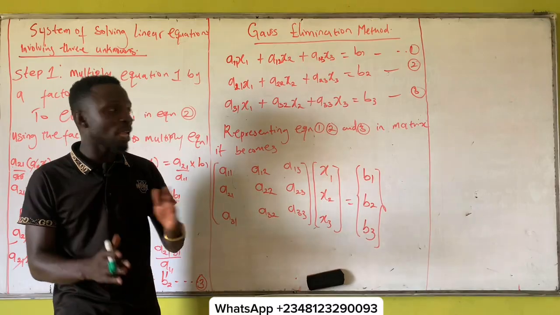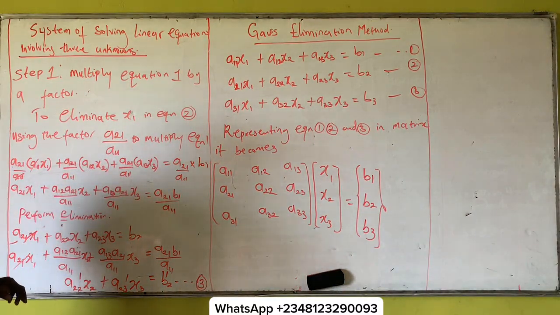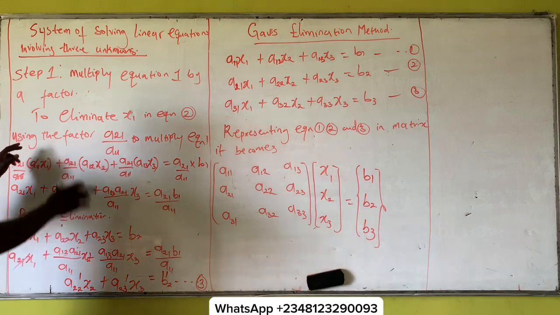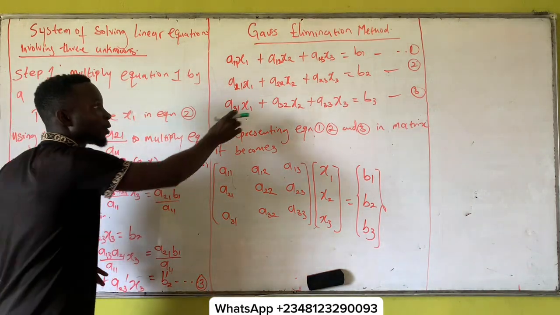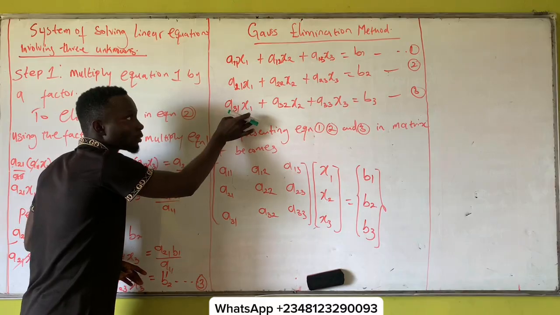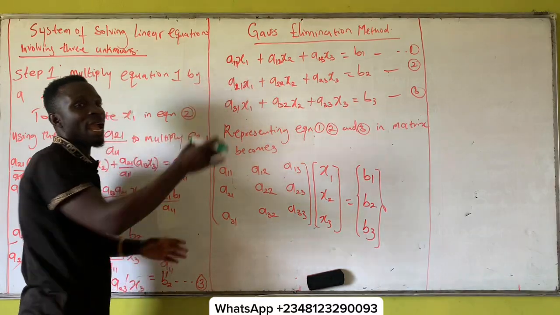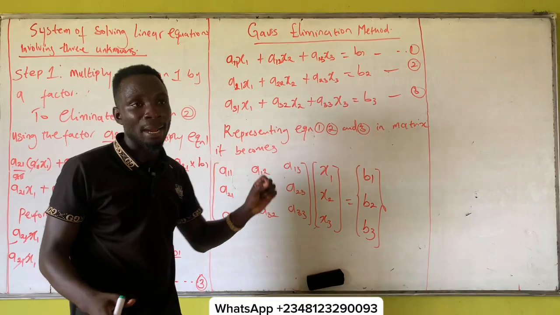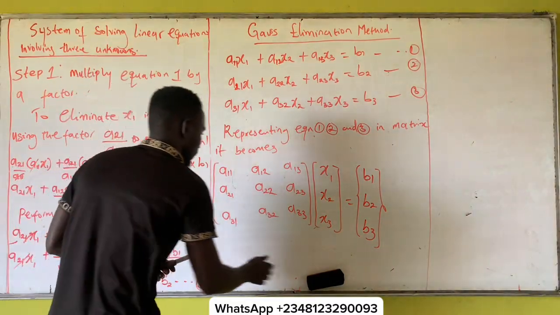For you to eliminate x1 from equation 3, it's the same step as what we have done. All you have to do is to get the factor. I told you how to get the factor. Use the coefficient of x1 here to divide the coefficient of x1 here, and multiply equation 1 by that factor. So let's get the factor.